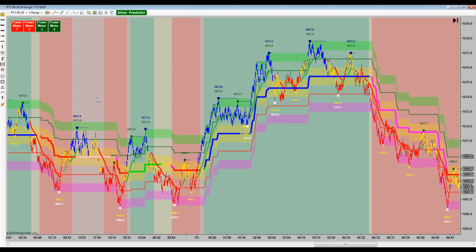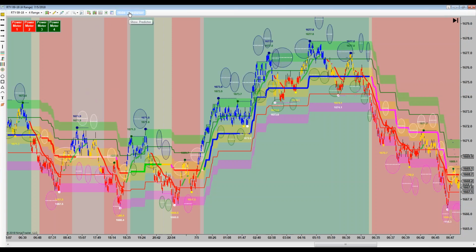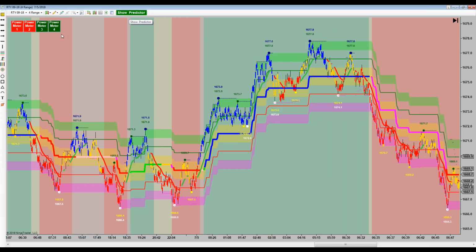Now, what you see here is a chart with the data feed for the Russell. We have the predictors, which are real-time swings that paint; you can turn those on and off. We have the power meters here, which are more or less trend indicators. And the way our system works is as follows. We've got background colors, bar colors. We've got the mid band here with 4 bands above it and 4 bands below it.